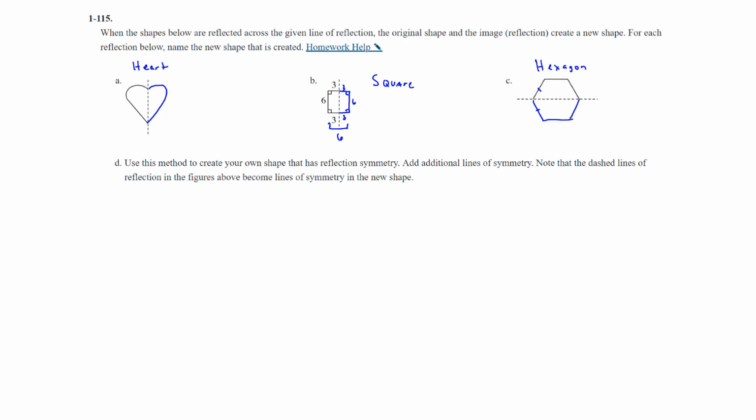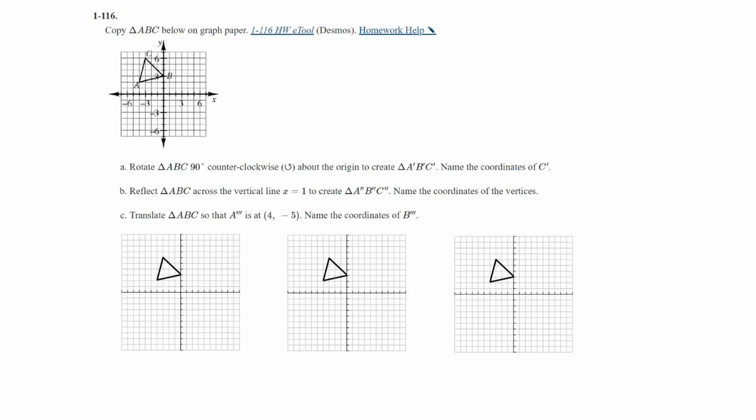On part D, it says use this method to create your own shape that has reflection symmetry. Add additional lines of symmetry. Note that the dashed lines of the reflection in the figures above become lines of symmetry in the new shape. So obviously just create your own on that one.